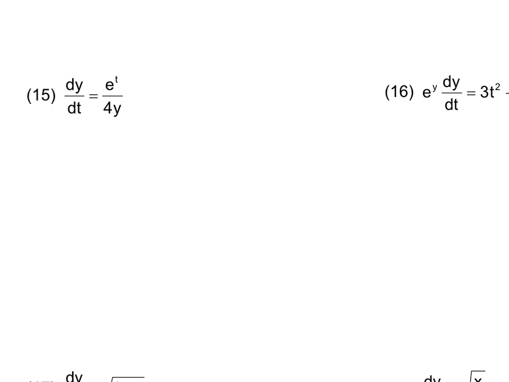So we have two variables, y and t. The idea is called separation of variables, so we want to separate our variables. The y's go on one side, the t's go on the other. So 4y dy would be equal to e to the t dt.